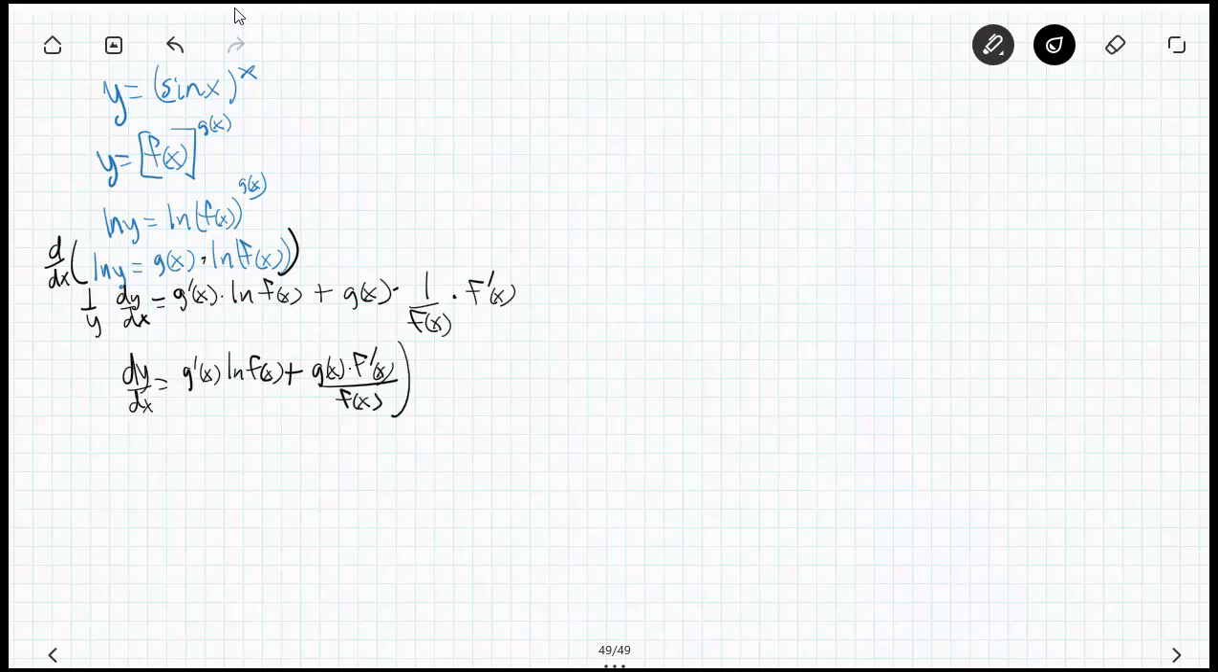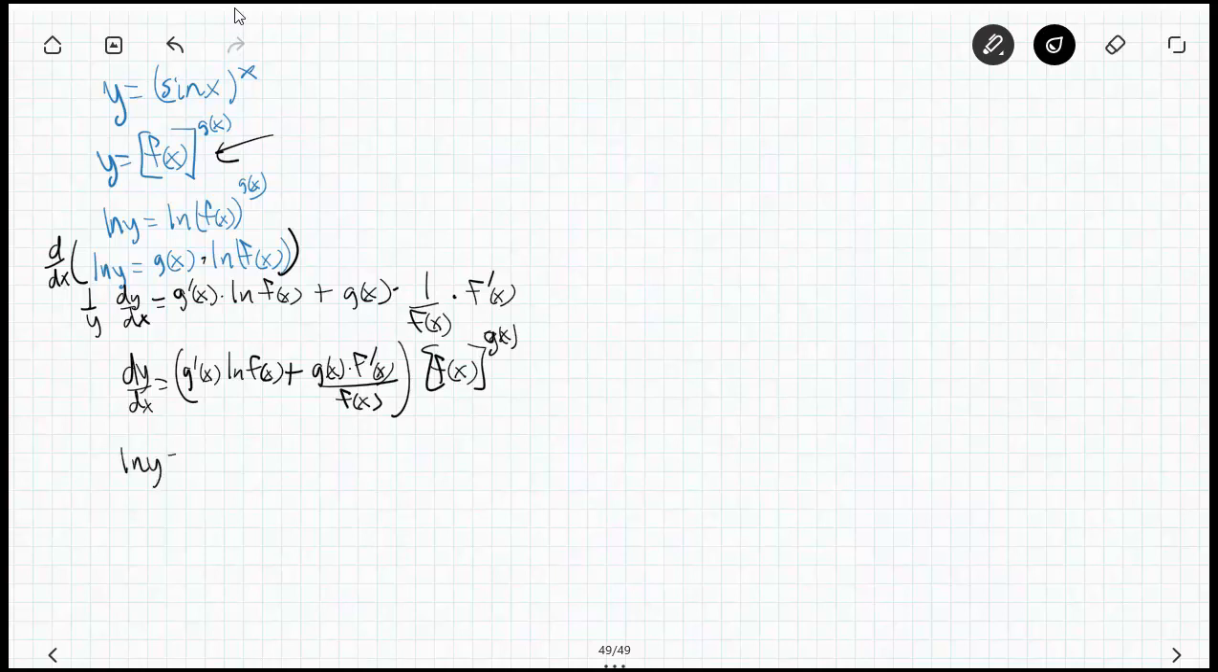Now this whole thing is times y. Well, what was y? It was the original function, f of x raised to the g of x. So look. If I want to try and do this, look at what happens. I can either use this as a template, but that's really complicated. I just do this by hand again.